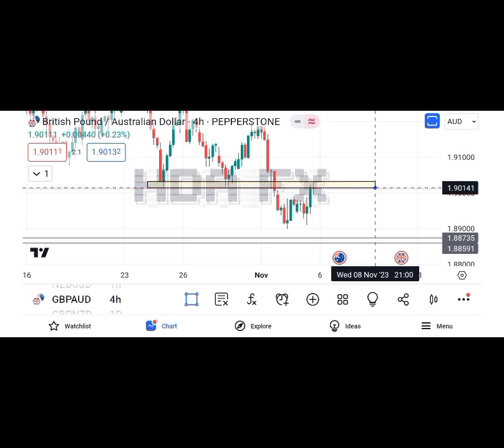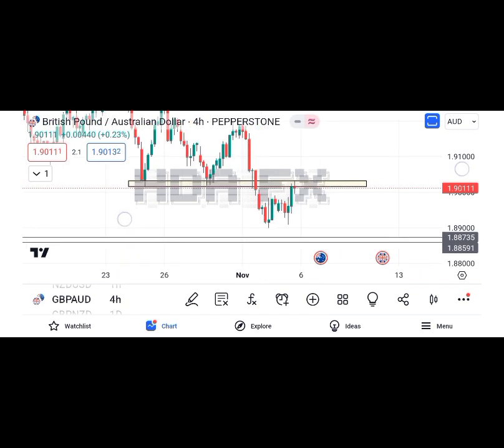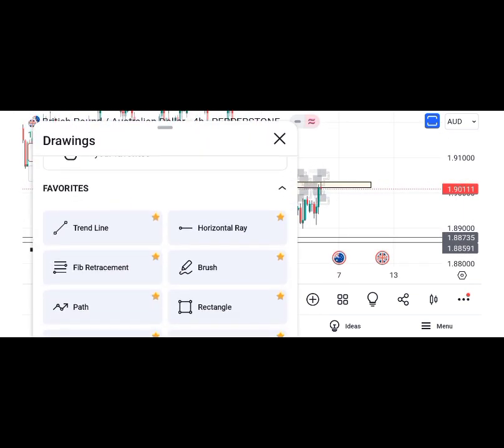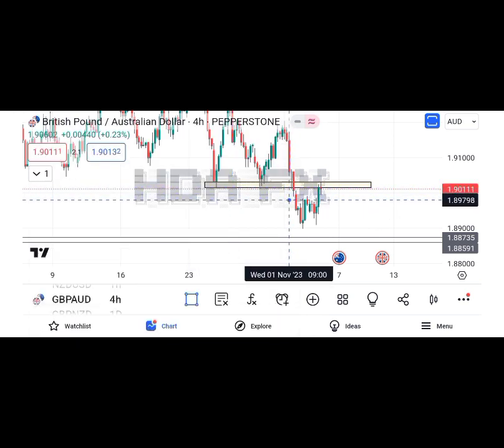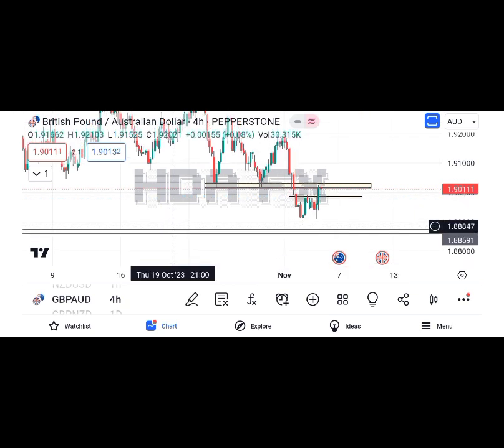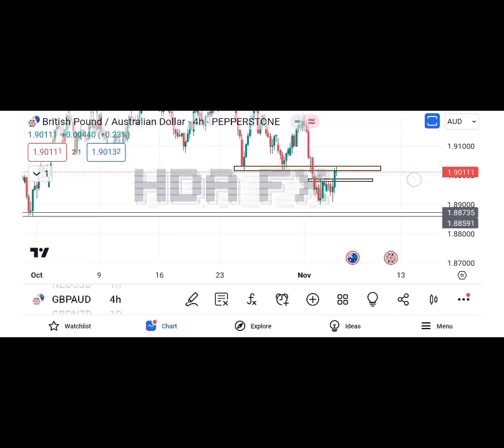We have this zone here. This beautiful zone here. And we also have another zone here. We also have another zone here. We also have another zone here. So now on GBPAUD, this is what I'm expecting.